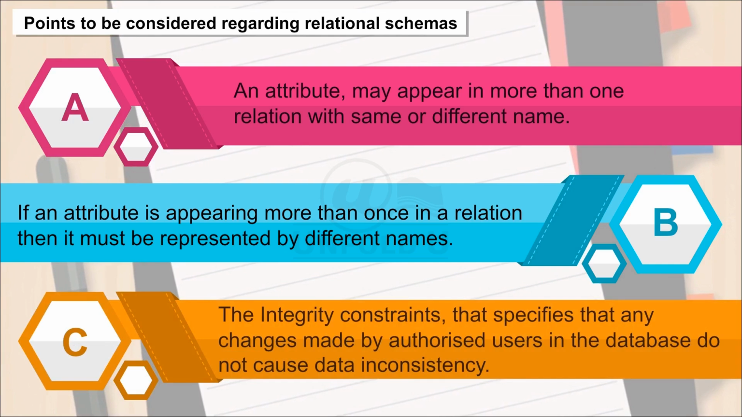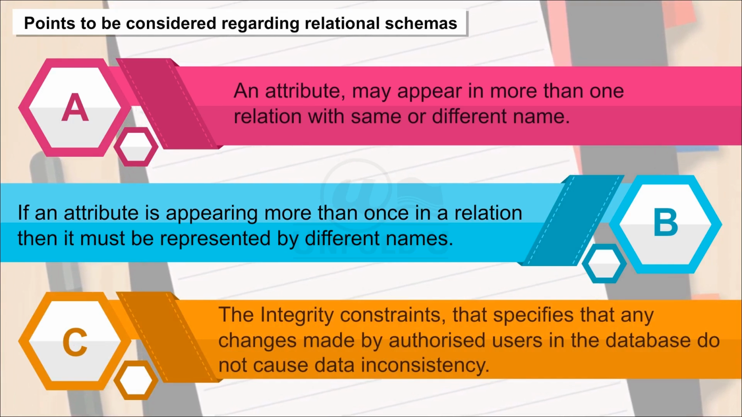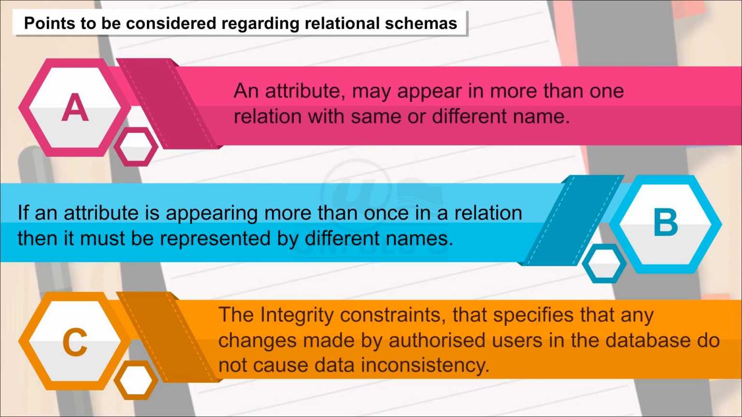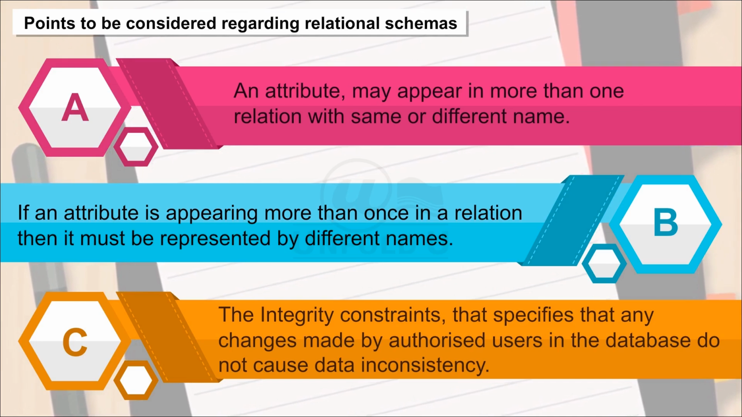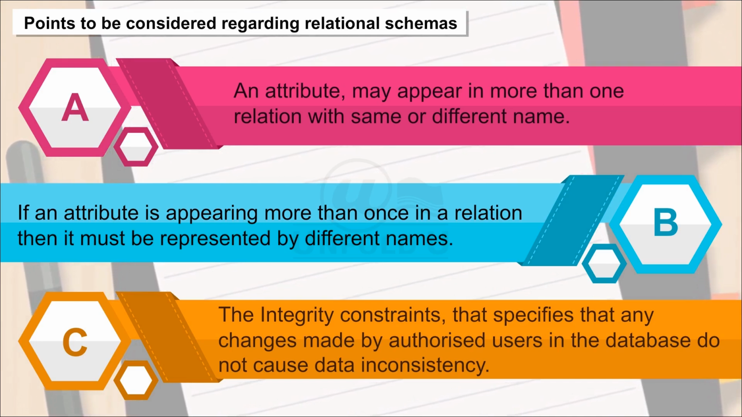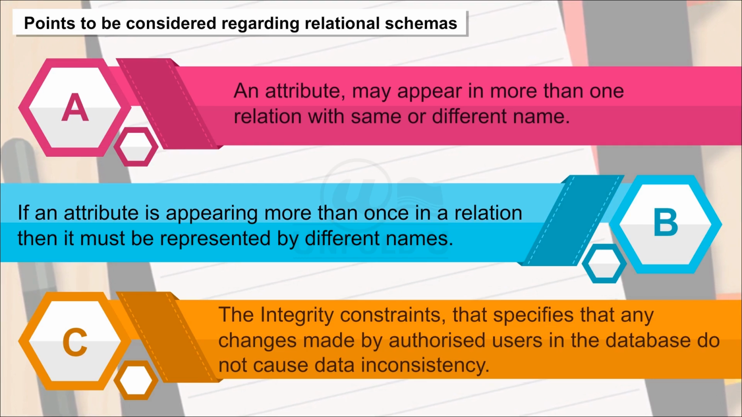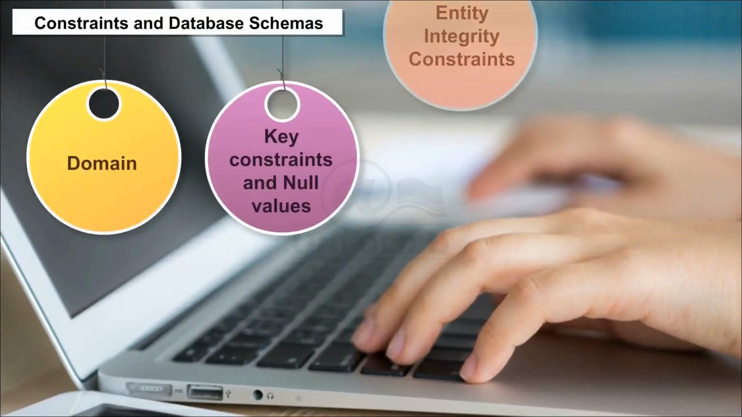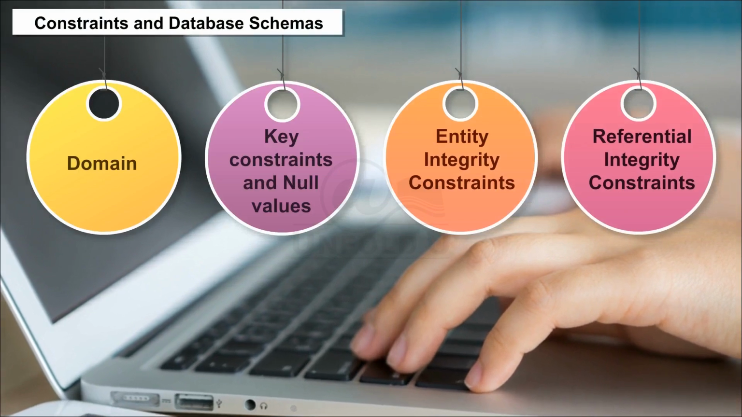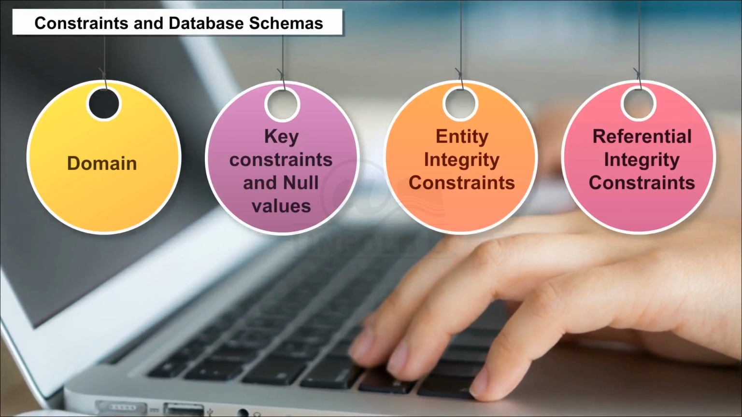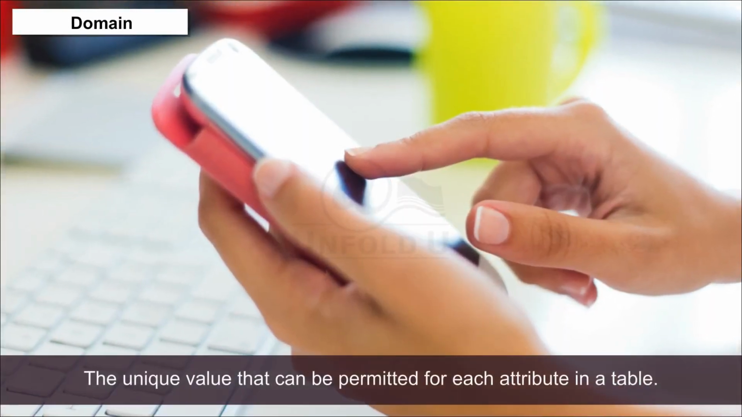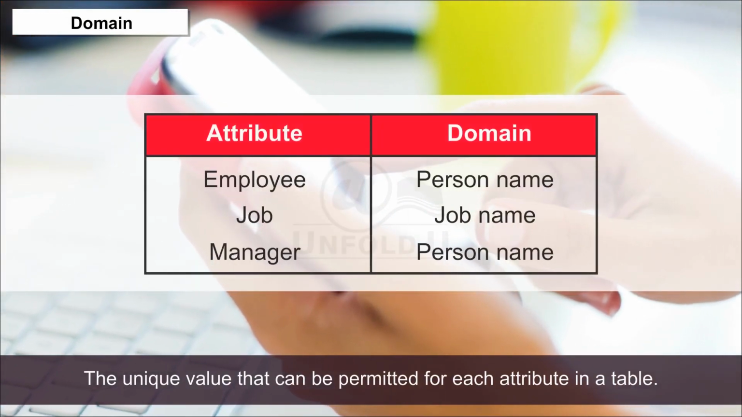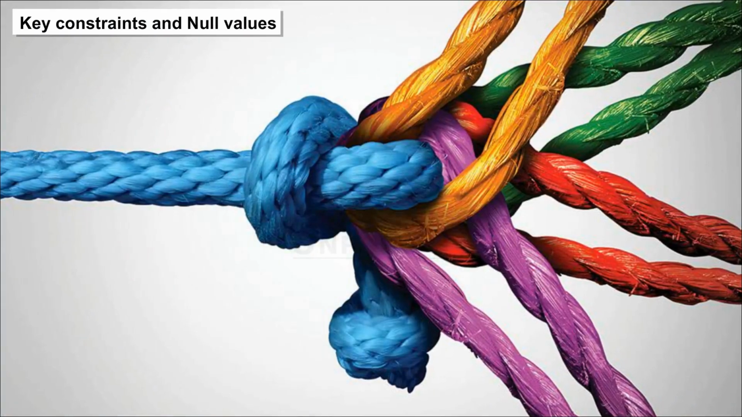C. The integrity constraints specify that any changes made by authorized users in the database do not cause data inconsistency. Constraints and database schemas. We can specify 4 constraints in relational databases. Domain: the unique values that can be permitted for each attribute in a table, key constraints and null values.